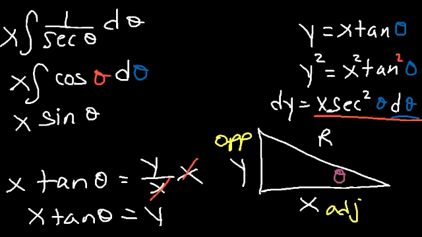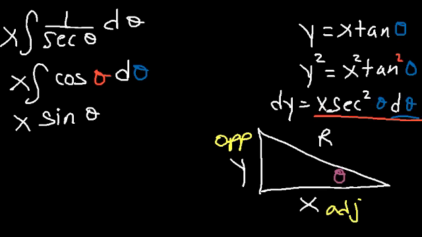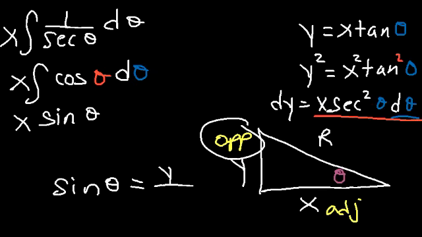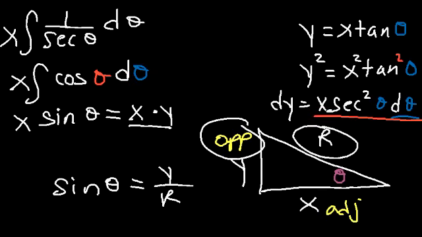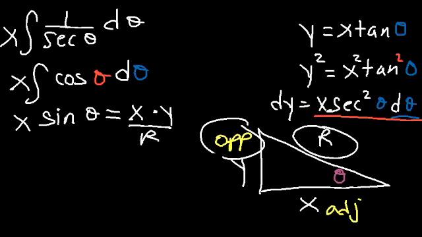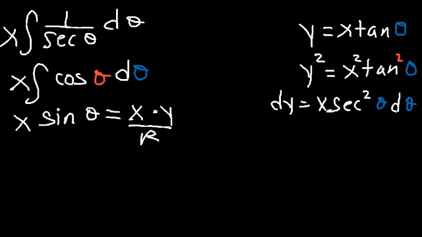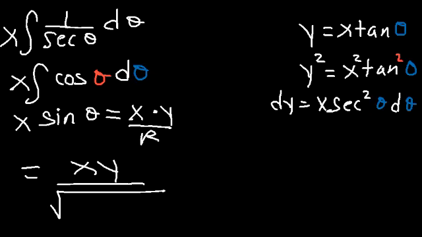So we can find sine theta from that same triangle using SOHCAHTOA. So sine theta is equal to the opposite side, which is y, divided by the hypotenuse, r. So x sine theta is x times y over r. Now we can replace r with what it's equal to in terms of x and y. We said r is the square root of x squared plus y squared. So this is the integral.